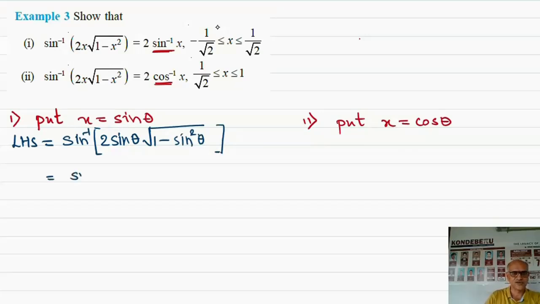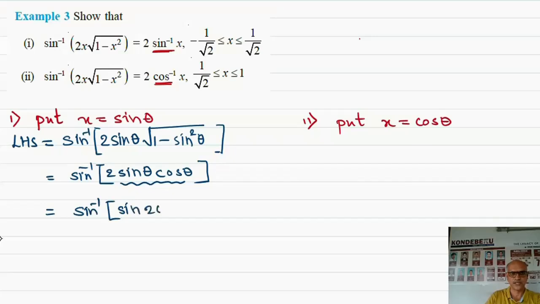So this is equal to sin inverse 2 sin theta as it is. Root of 1 minus sin square theta is cos theta. Correct? So 2 sin theta cos theta is the formula of sin 2 theta. So you'll have sin inverse of sin 2 theta. So sine inverse sine gets cancelled, what remains is 2 theta.